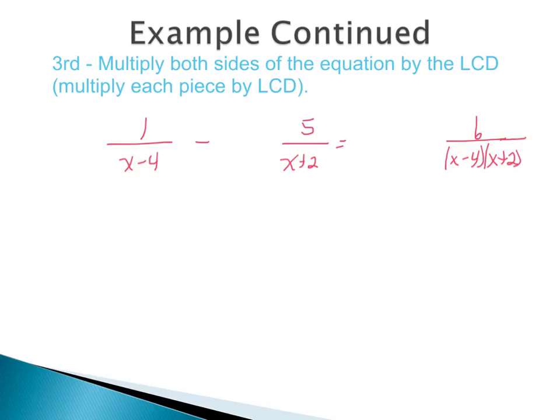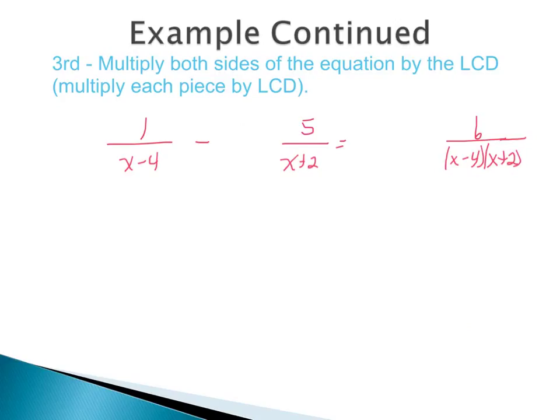Okay, each term, each fraction, if there's a whole number, we still need to multiply that by our lowest common denominator. Every single piece needs to get multiplied by your lowest common denominator. The reason for doing this is so that we can get rid of our fractions. All right, it's very hard to solve this without getting rid of our fractions. So that's what we're going to do.